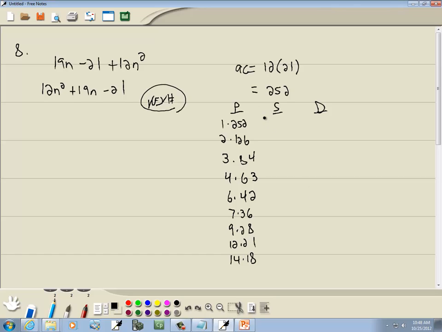Okay, so let's add these now. 1 plus 252 is 253. 2 plus 126 is 128. 87, 67, 48, 43, 30, 37. Usually I can do basic math better than this. This is pitiful. 32.